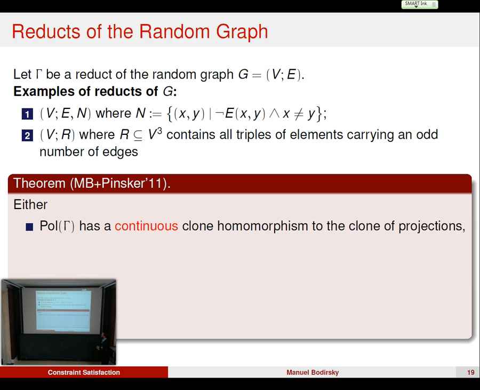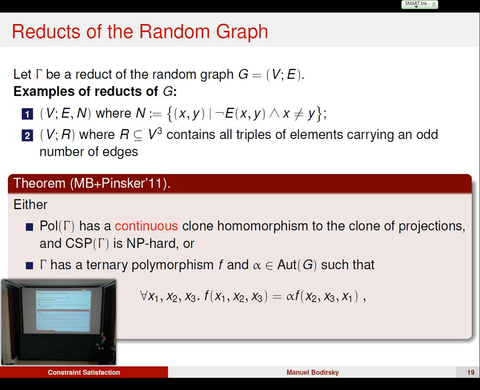Again, a dichotomy. Either the polymorphism clone has a continuous, this time without constants, just directly, a continuous clone homomorphism to the clone of projections. And by general principles, the CSP of gamma is NP-hard. Or gamma has a ternary polymorphism this time, and an automorphism such that it's cyclic modulo, and this time only outside we apply an automorphism. It happens that it suffices here to apply the automorphism outside. And again, the CSP of gamma is in P, and again, this splits into various subcases where you have to give algorithms. But you have this interesting dichotomy.